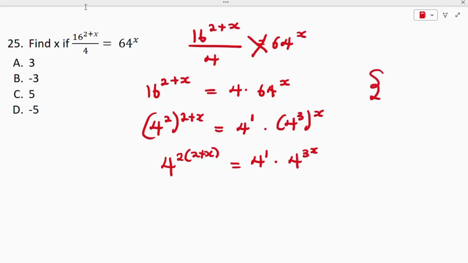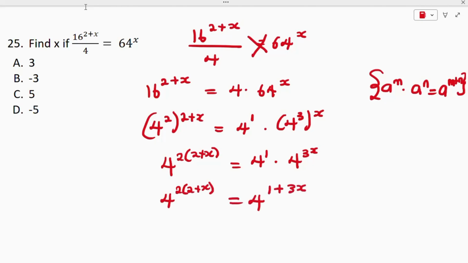From the property of exponents, if we have a raised to the power of m multiplied by a raised to the power of n, this is equal to a raised to the power of m plus n. So from here we have 4 raised to the power of 2 into 2 plus x is equal to 4 raised to the power of 1 plus 3x. Since the bases are the same, all we have to do is equate the powers or the exponents. So we have 2 into 2 plus x is equal to 1 plus 3x.